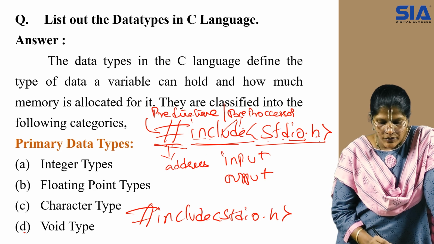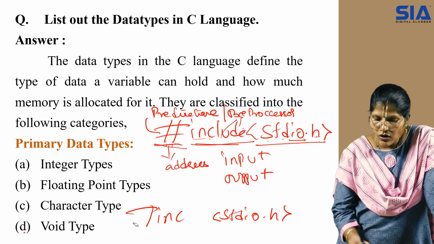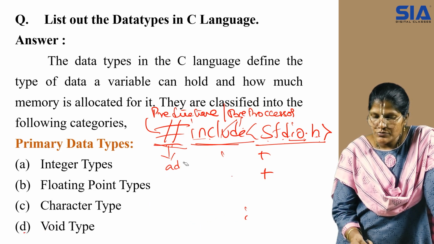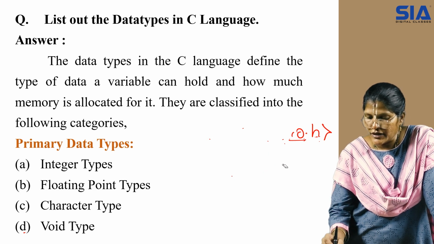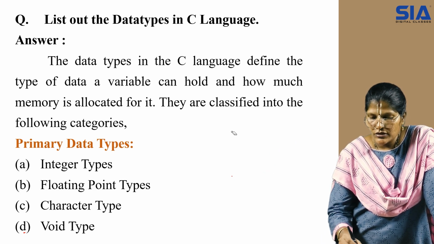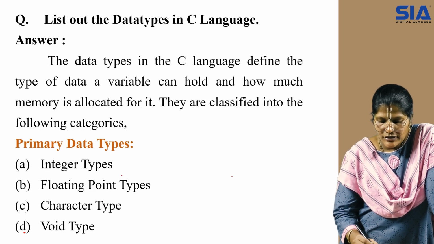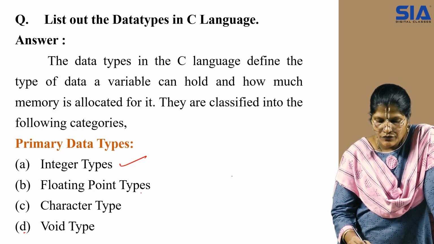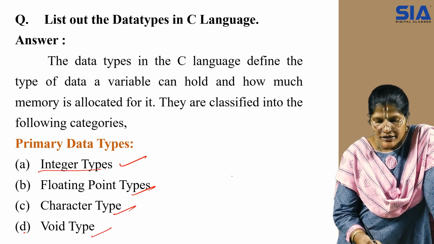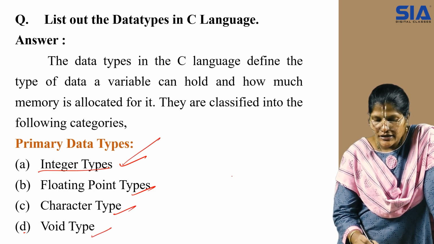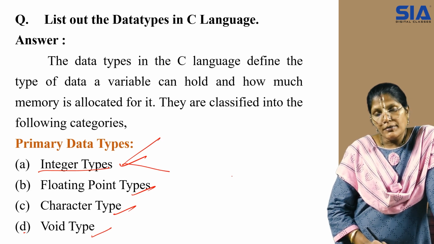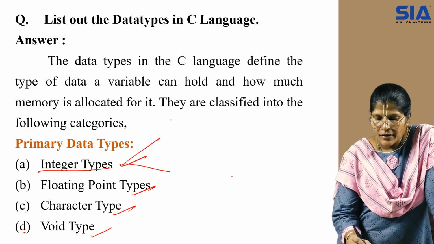Now why have we come over here? Because when we talk about data types, C has a rich set of data types. The primitive data types are integer, floating, character and void. Now what do you mean by integer? Integer data types are data types which belong to a family of numbers.